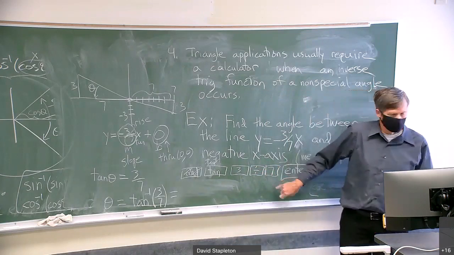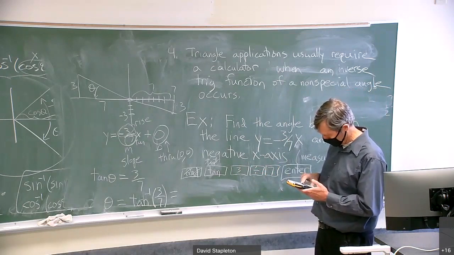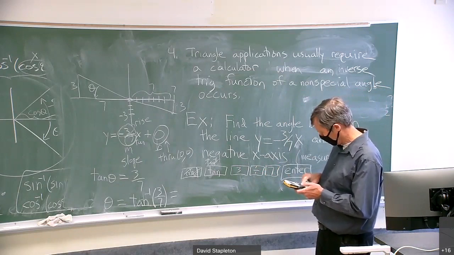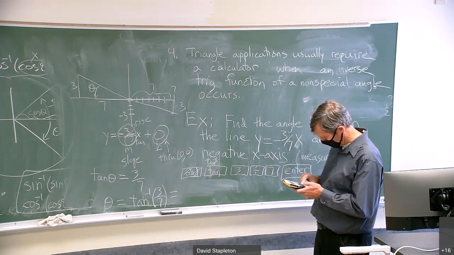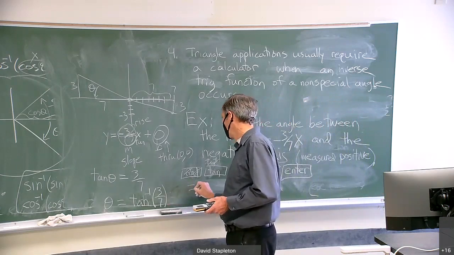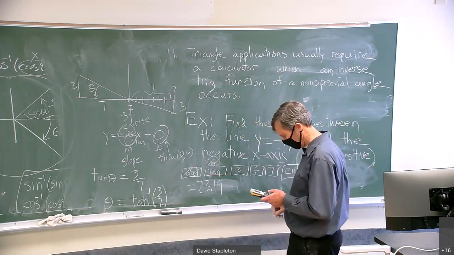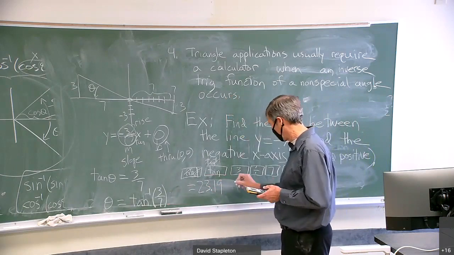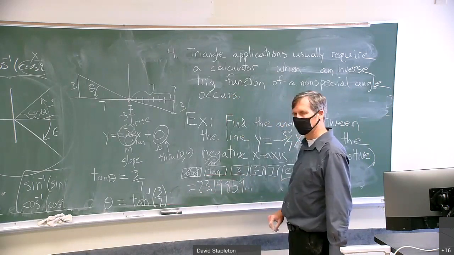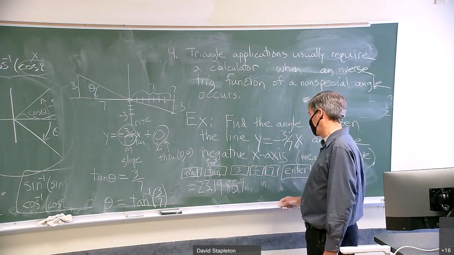That's still on here? Okay. And so on this one I get 23.19. Wait a minute, isn't that an awful lot of radians? What's going on? The calculator is in degrees mode. If the calculator is in degrees mode, then it will output the arctangent in degrees.